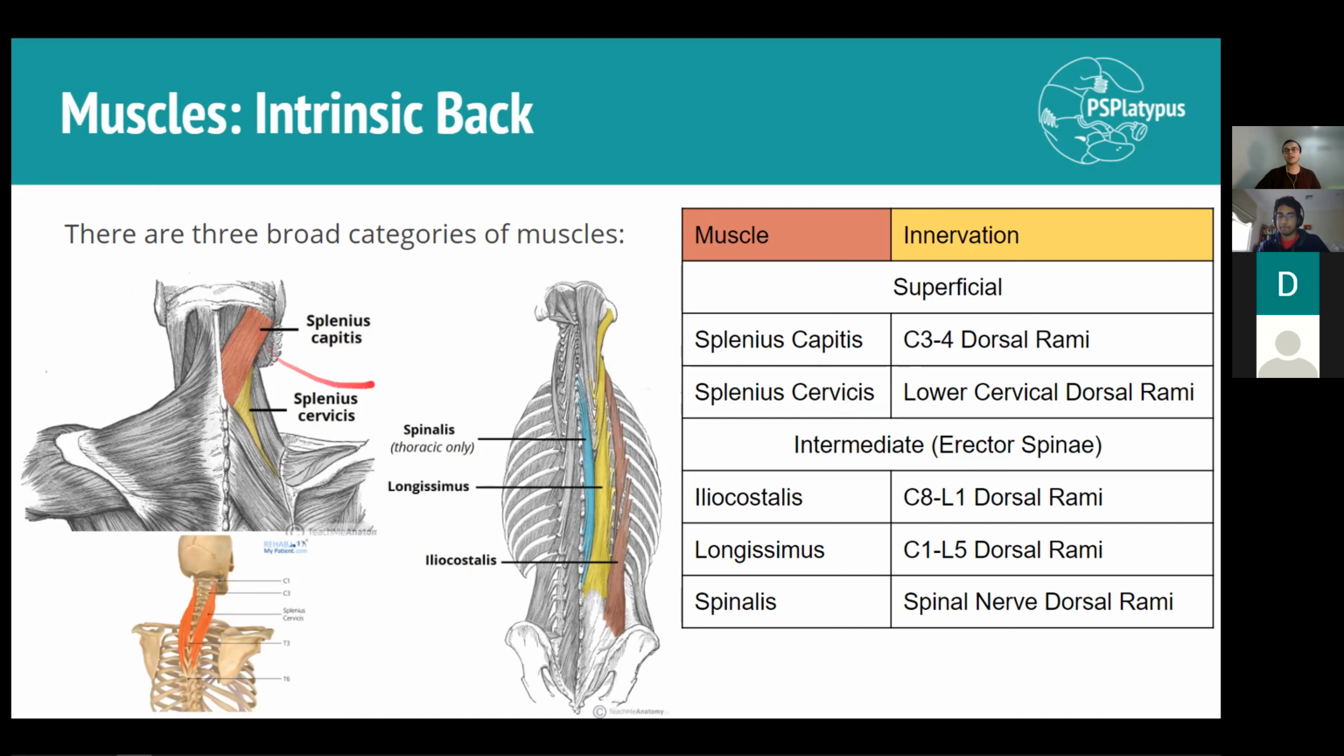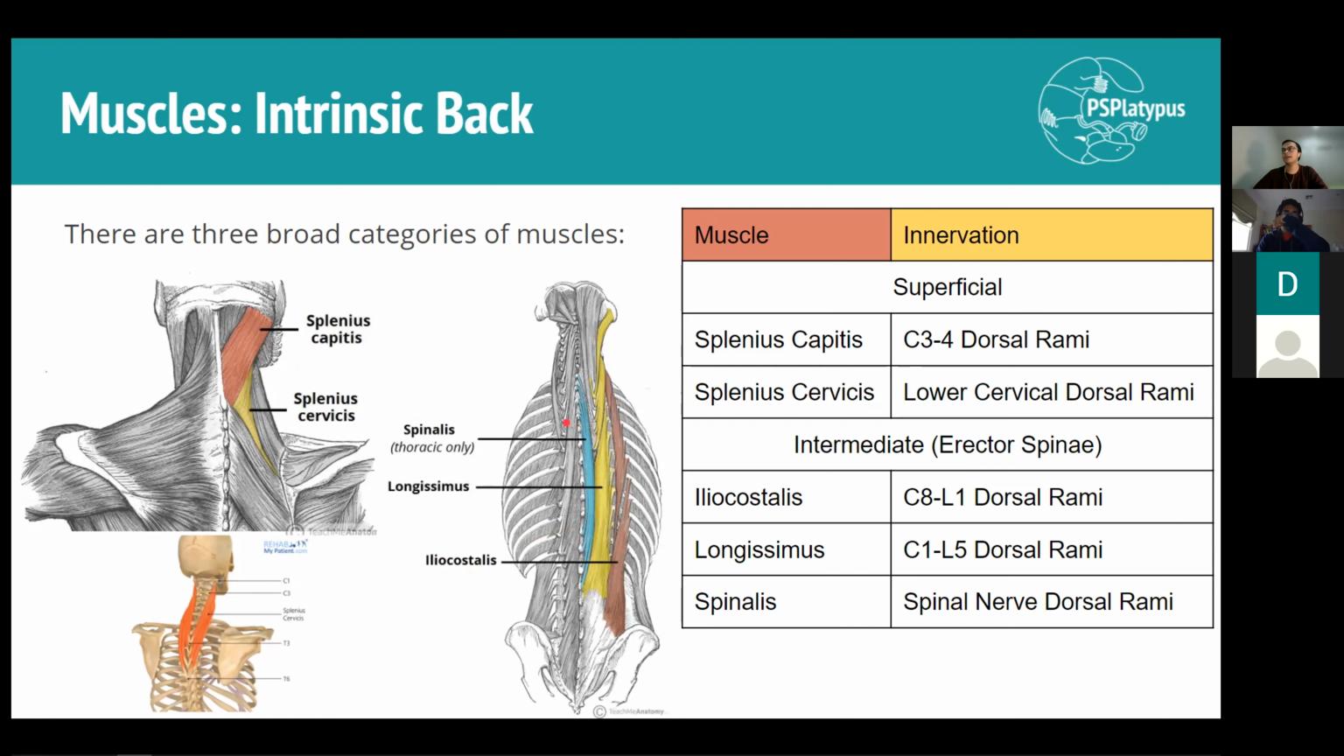Splenius cervicis, it's kind of hard to appreciate in the image up here. If you look down here, you can actually see it's going down to the vertebral column again. So it's just connecting the cervical vertebral column to itself. So that's why it's called cervicis. And I've got notes on that below as well in the notes section. So you can have a look at that if you're a bit confused about that.